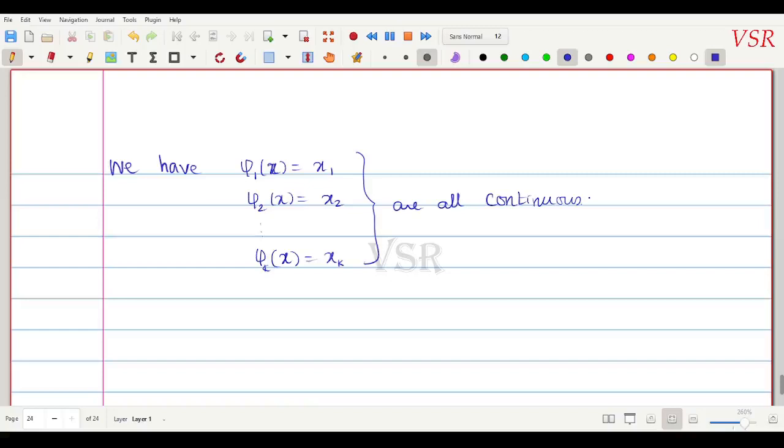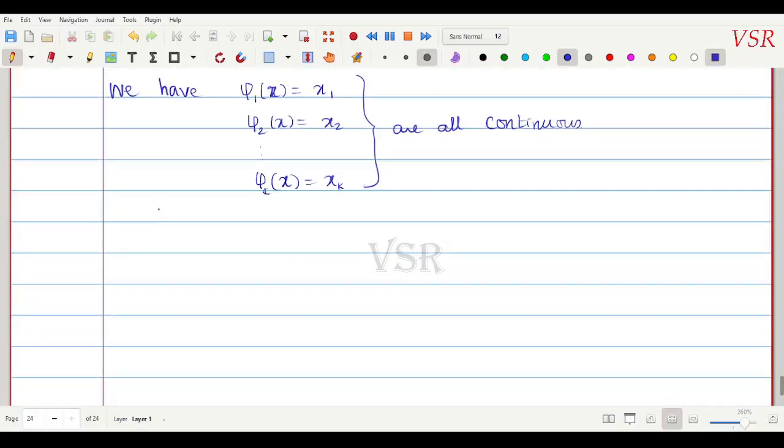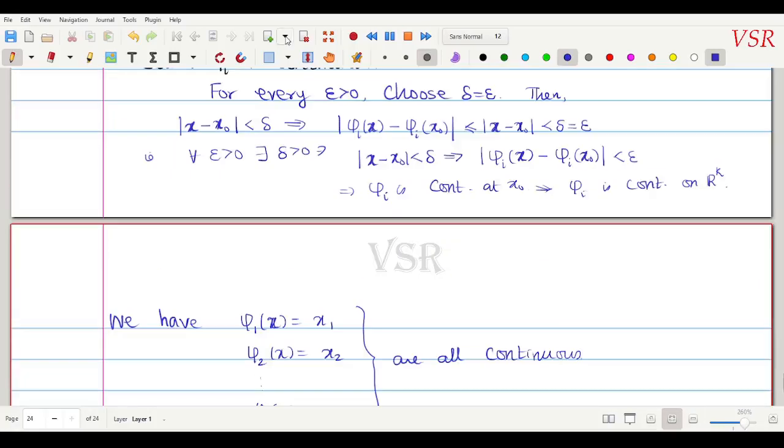So, since these are continuous, for integers n1, n2, nk we have x1 to the power n1, x2 to the power n2, xk to the power nk are all continuous. We just saw this for a single variable in the earlier discussion.